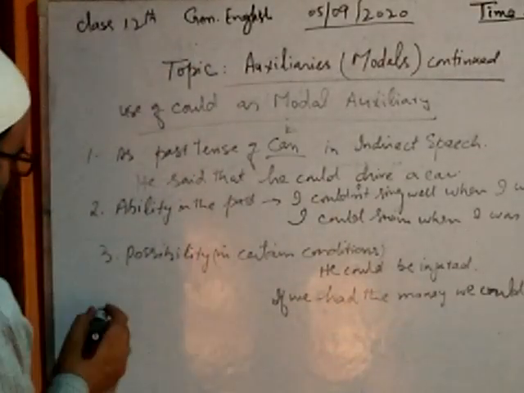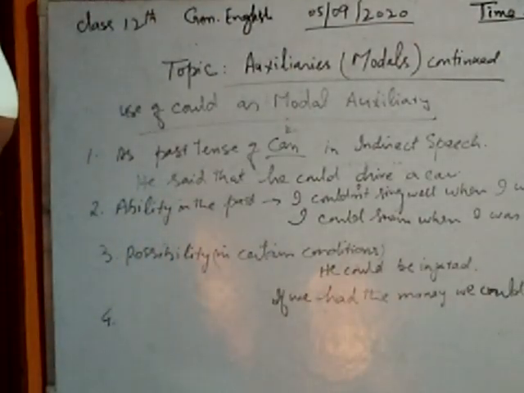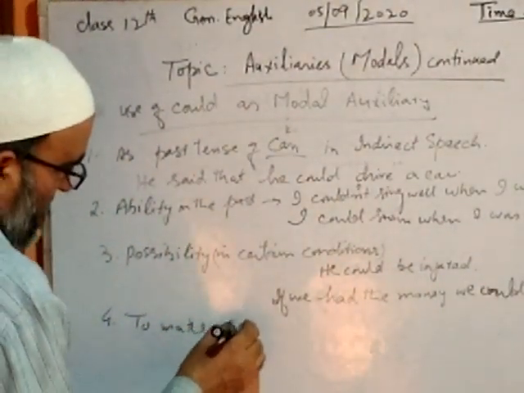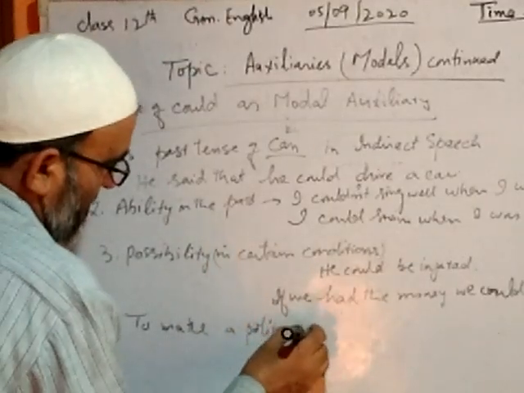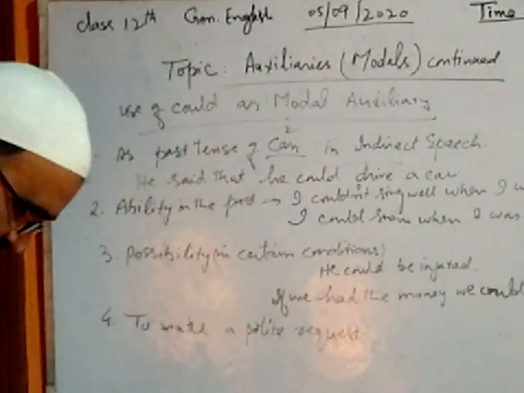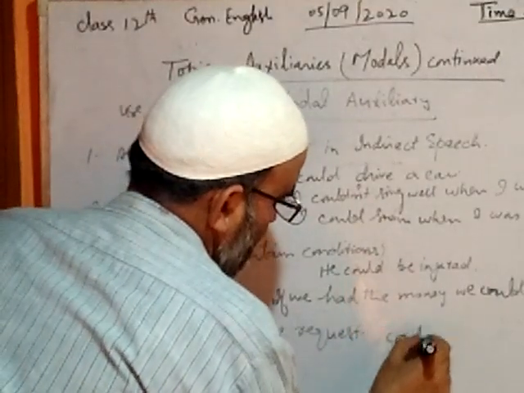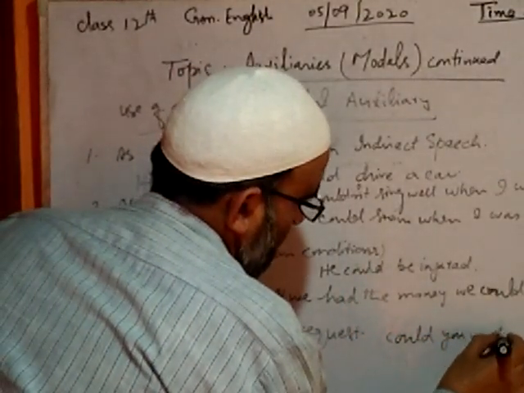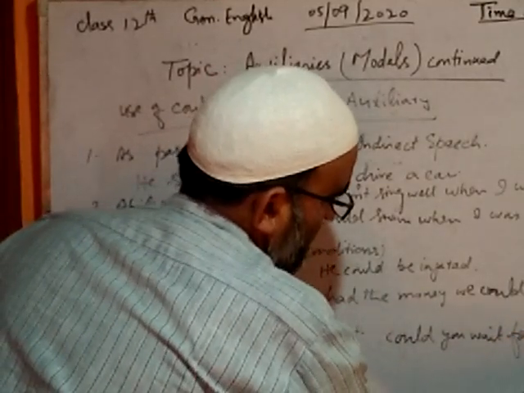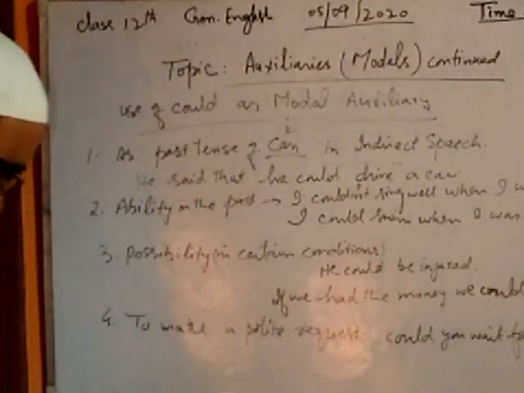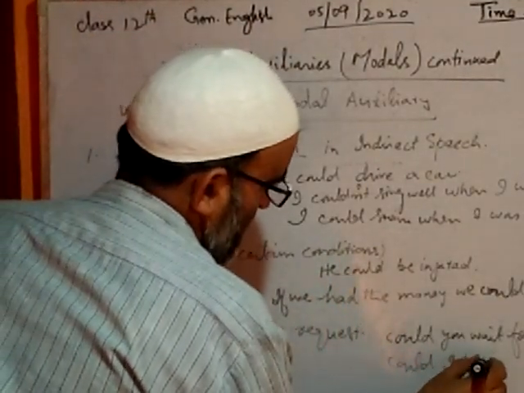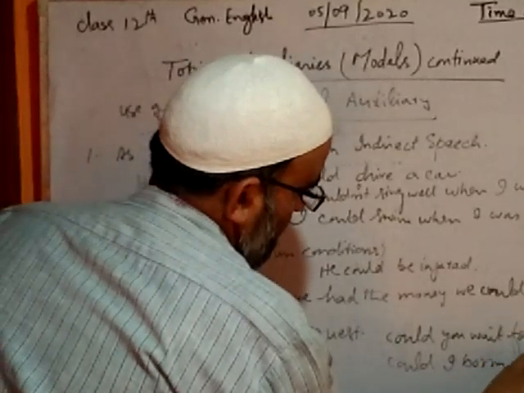Yes, dear students, use number four of could as modal auxiliary is to make a polite request. Could you wait for a minute, please? So what is this? It is a polite request. Could I borrow this book?